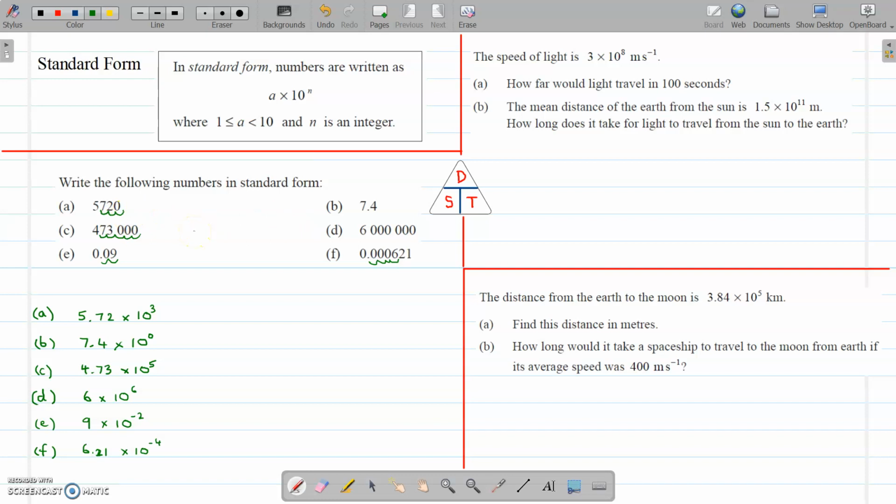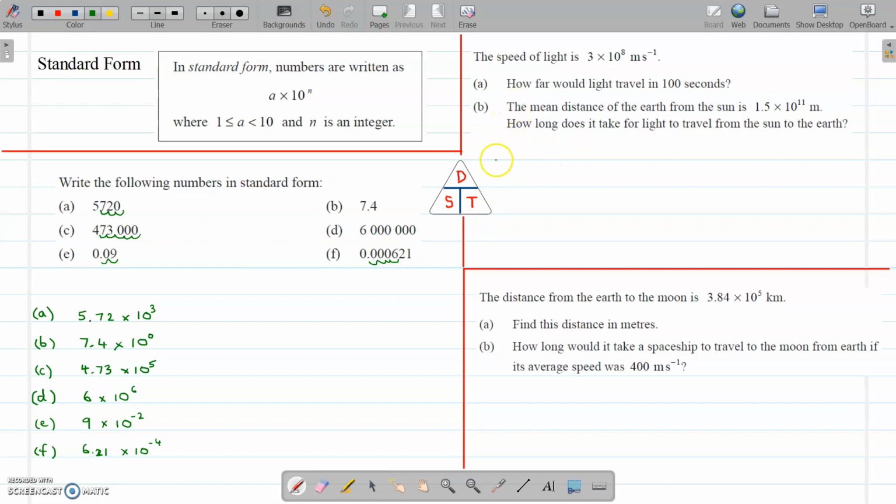Now we've got a couple of questions to solve. They're both based on speed, distance and time. That's why I've put this little reminder here. Speed is distance divided by time, and that also means that distance divided by speed equals time. And that's what we're going to need to use here.